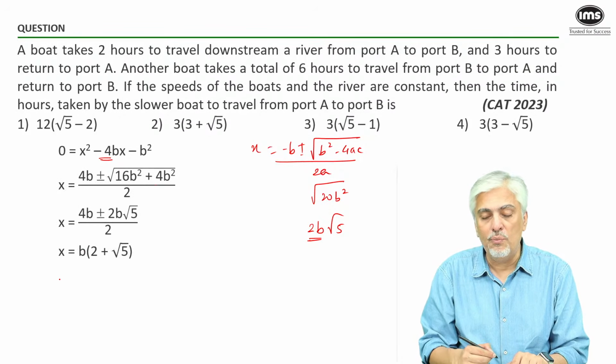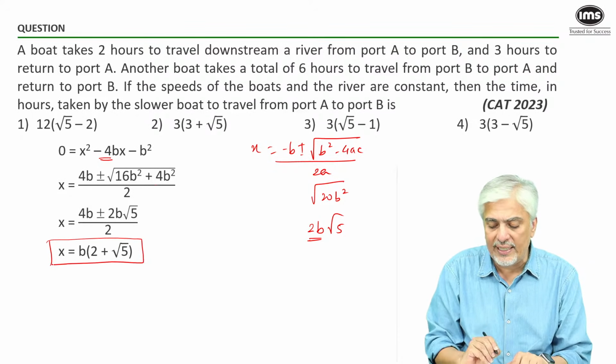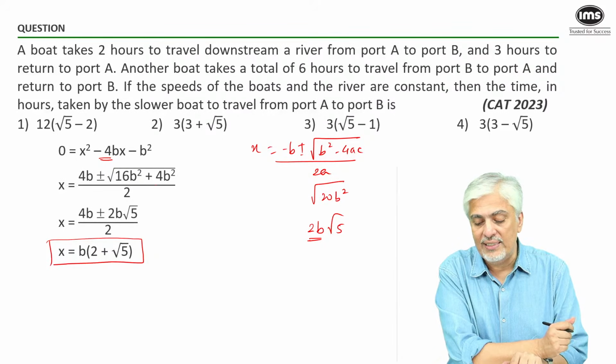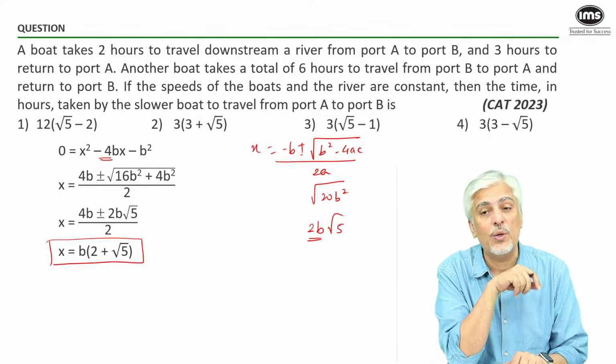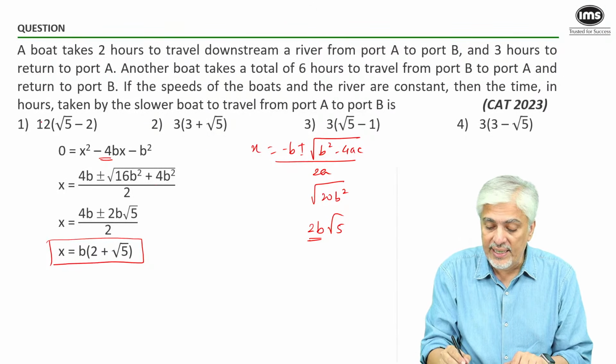So, I will get x is equal to b into 2 plus root 5. Skipping a few steps, I hope people are getting it. So, x is 2 plus root 5 times b. Now, once we got the value of x in terms of b, what you want to find is very, very important. Pay attention to what they have asked at the end.